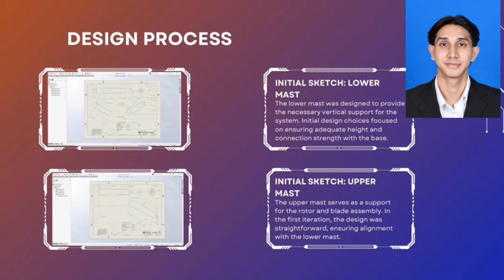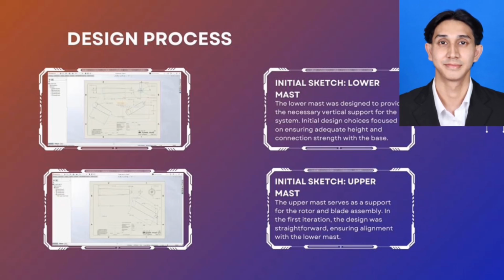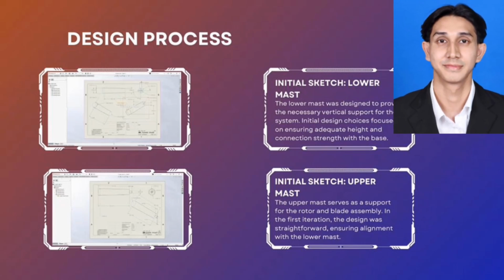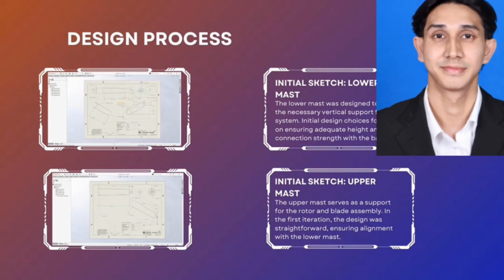Lastly, initial sketch, lower mast. The lower mast was designed to provide the necessary vertical support for the system. The initial design choice focused on ensuring adequate height and connection strength with the base. Next, upper mast. The upper mast served as a support for the rotor and blade assembly. In the first iteration, the design was straightforward, ensuring alignment with the lower mast.